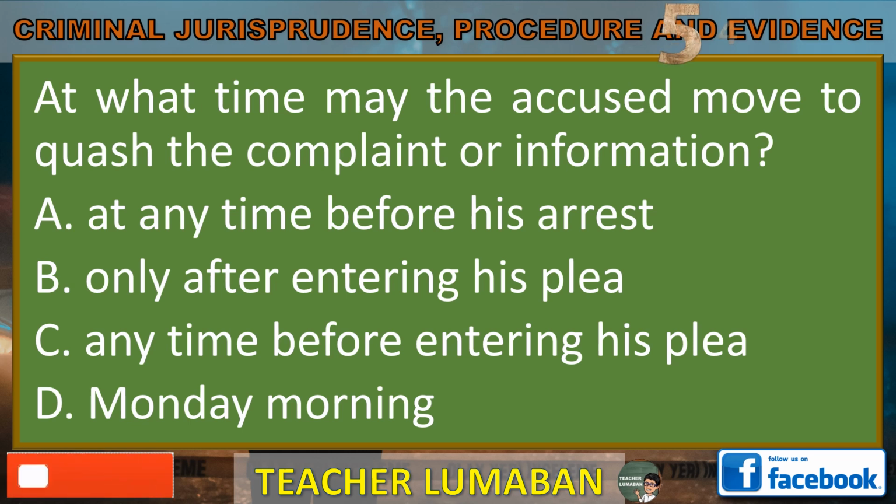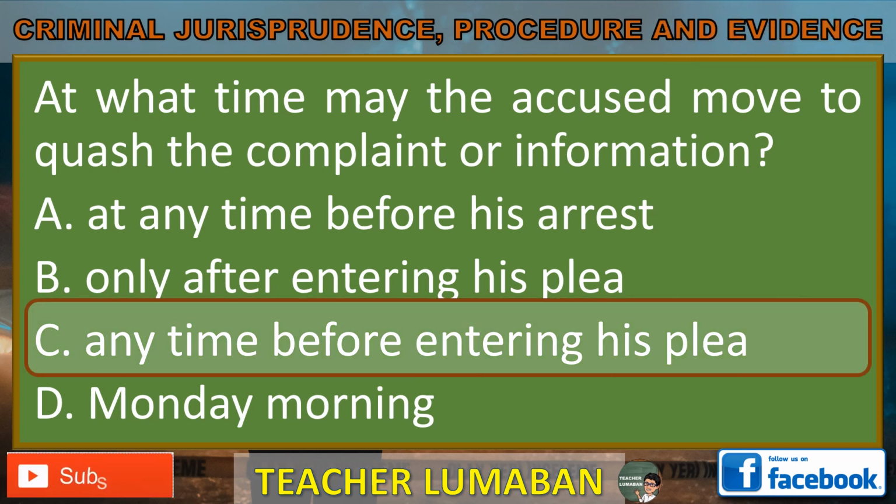5, 4, 3, 2, 1. The correct answer is C. The accused may move to quash the complaint or information at any time before entering his plea. This is because the accused has the right to be informed of the charges against him and to have a fair trial. If the accused believes that the complaint or information is defective, he may move to quash it before entering his plea. This will give the accused the opportunity to challenge the charges against him and to have them dismissed before the trial begins.